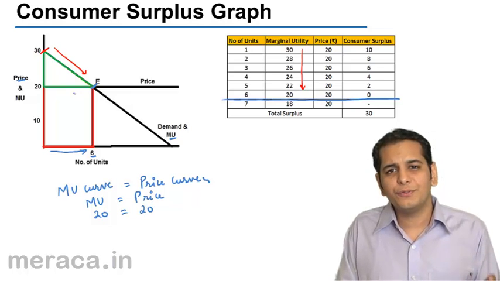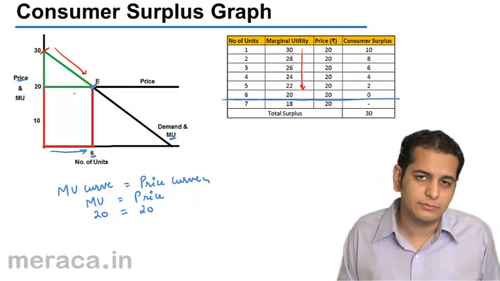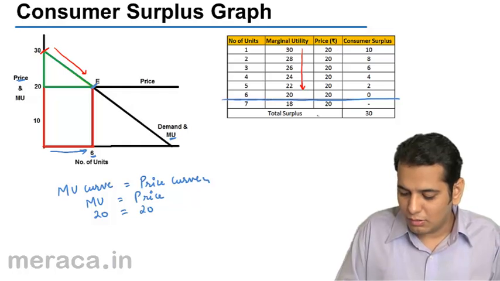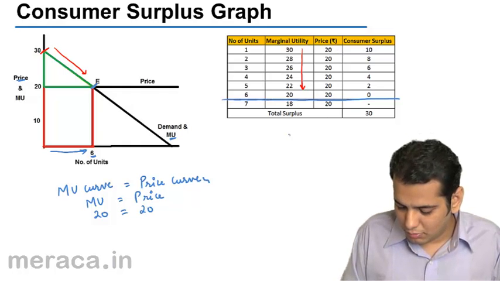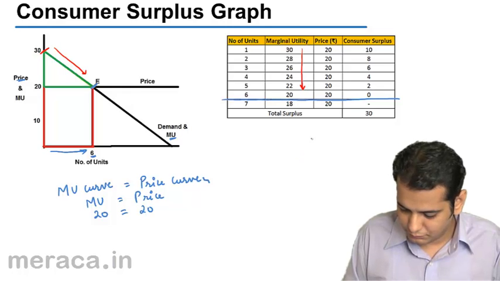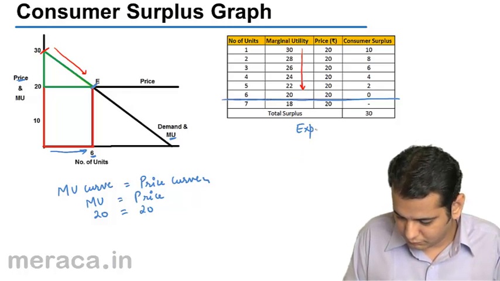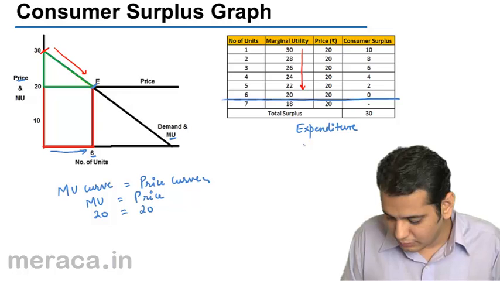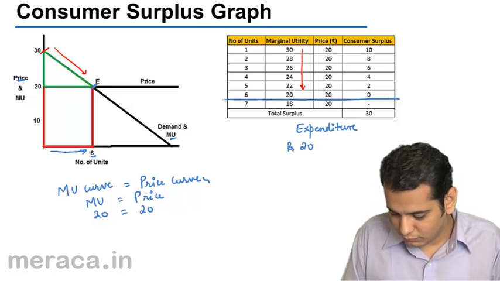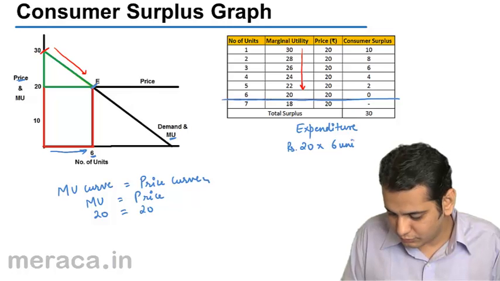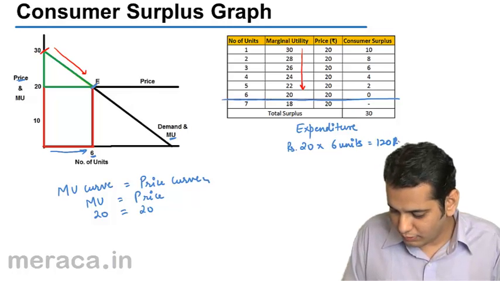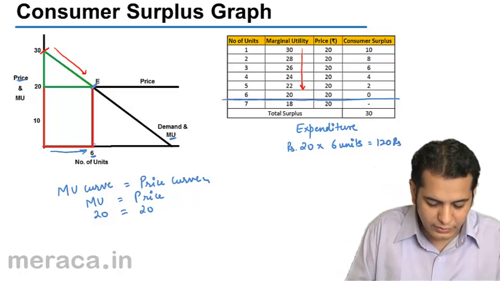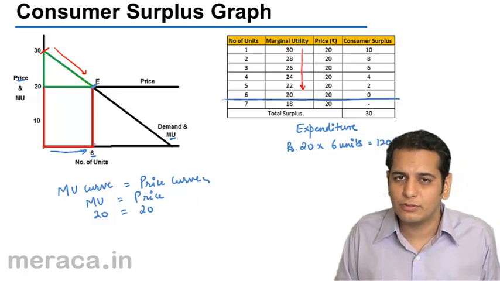Now what do you think the consumer has actually spent? The consumer has actually spent 20 rupees into 6 units, which is 120 rupees. He has actually spent 120 rupees till the 6th unit of consumption.